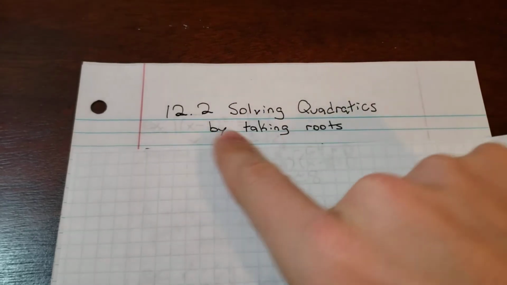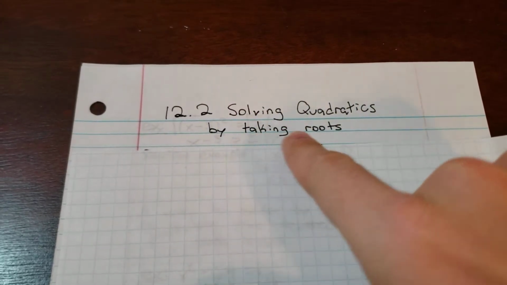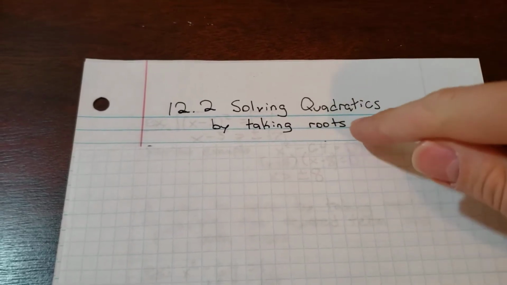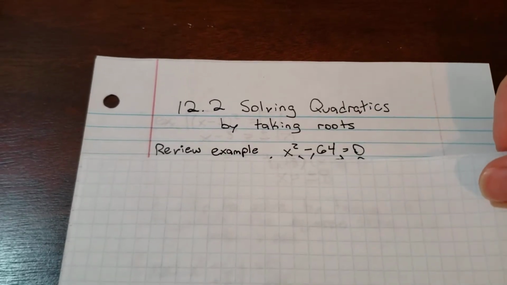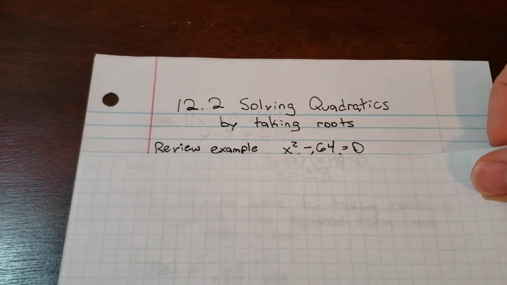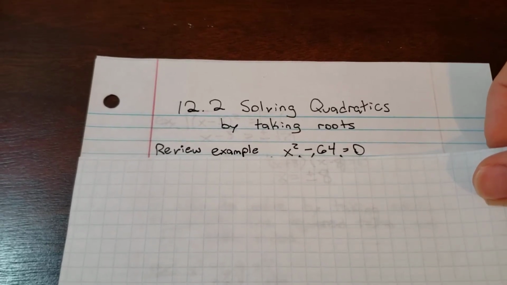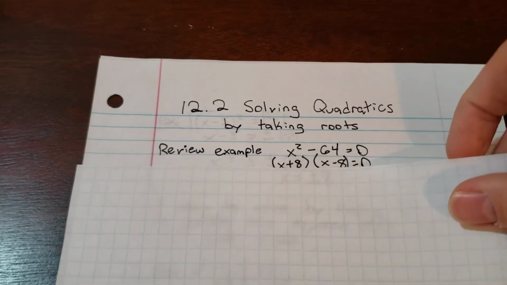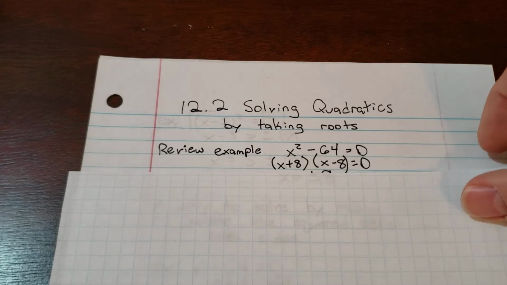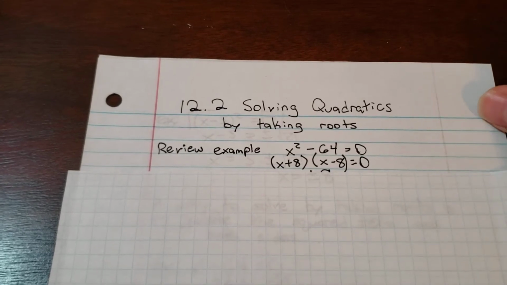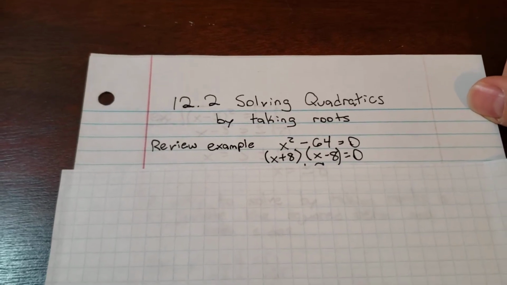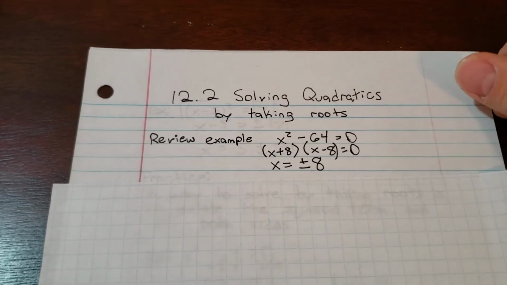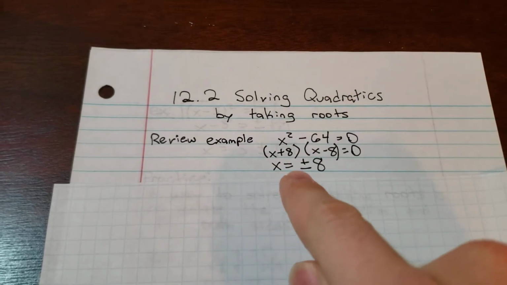Today, we're solving quadratics by eliminating the exponent, taking those roots. So if we have something like this, we can tell that it's the difference of conjugates, right? That's one of those special patterns that we could follow. And then we find out that our answer is x equals plus or minus 8.